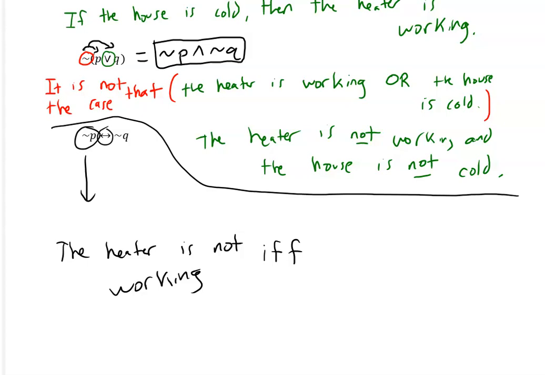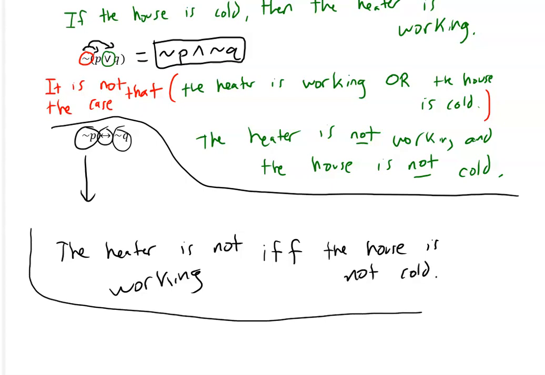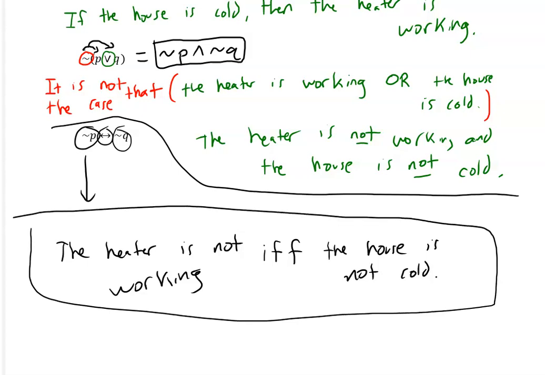I'm going to use the abbreviation this time. If and only if, right? Not Q, right? Which means the house is not cold. If and only if the house is not cold. All right. And so that's how that one would translate into words.